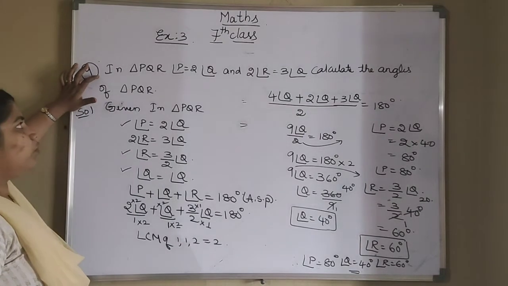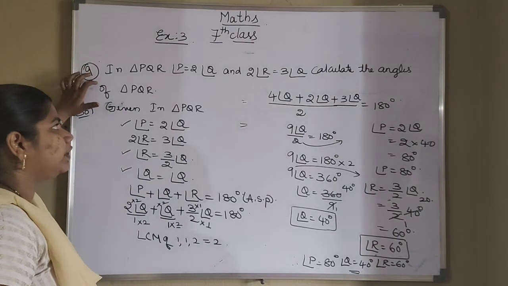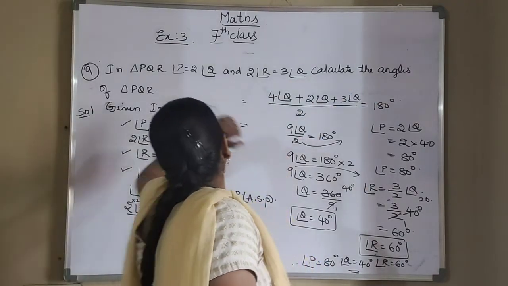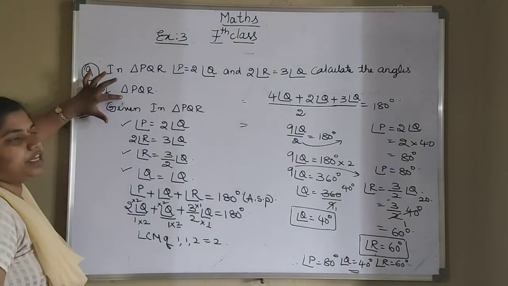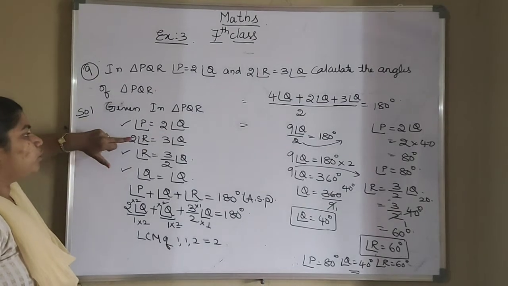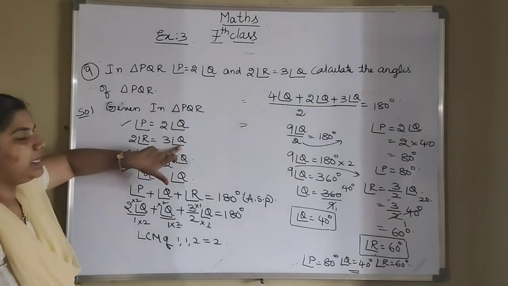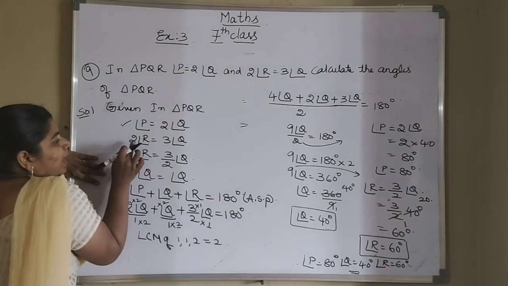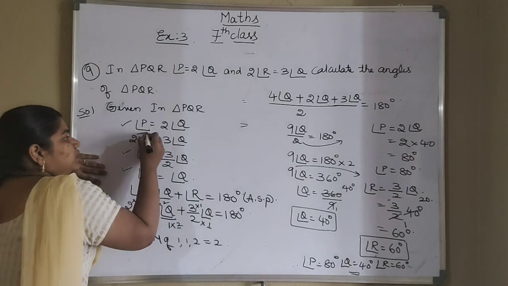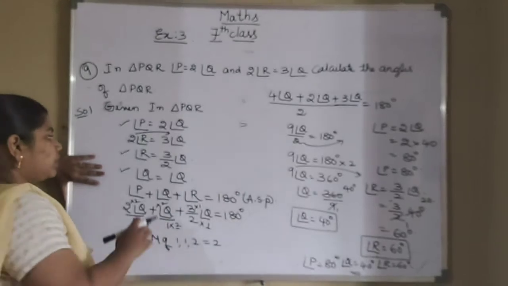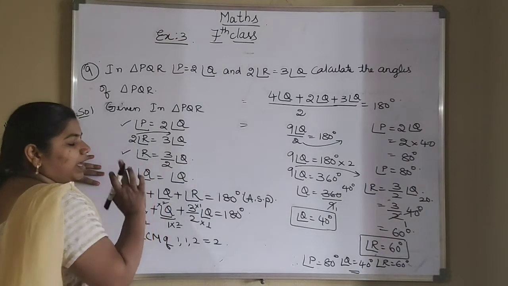In triangle PQR, angle P is equal to 2 angle Q. 2 angle R is equal to 3 angle Q. Calculate the angles of triangle PQR. So they have given angle P as 2 angle Q, and 2 angle R is equal to 3 angle Q. Now I want only the angle R value, not 2 angle R. So I am sending this 2 to the other side, so it has been converted into division here. So angle R is equal to 3 by 2 angle Q.